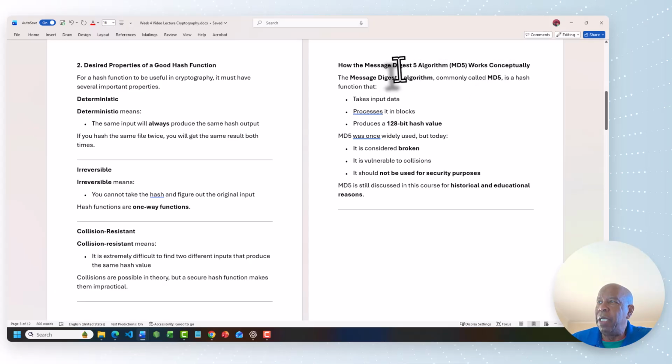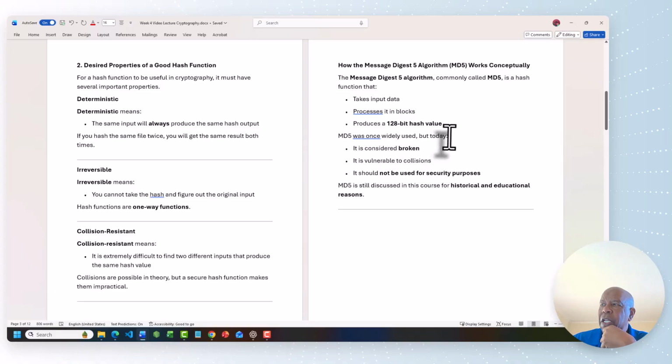How does the message digest 5 algorithm, MD5, work? This is a hashing algorithm. The message digest 5 algorithm, commonly called MD5, is a hash function that takes input data, processes it in blocks, and produces a 128-bit hash value.